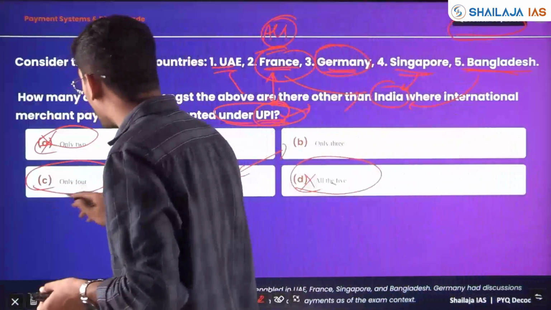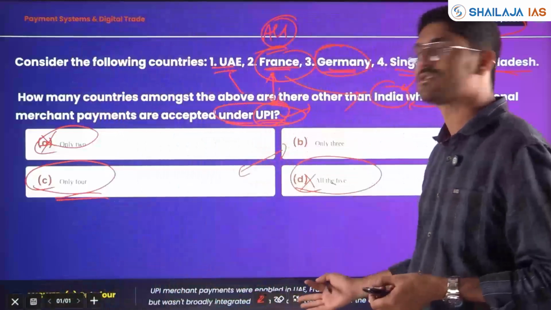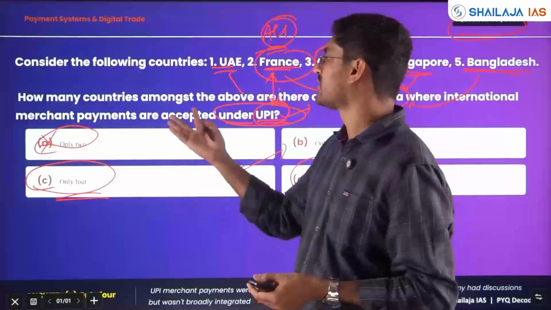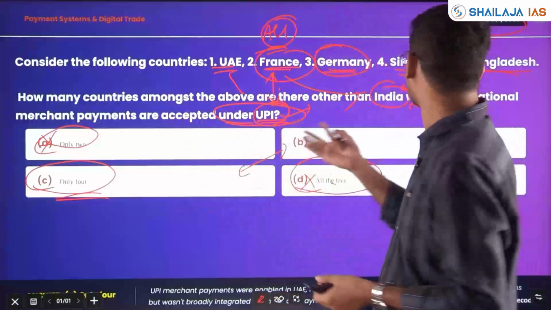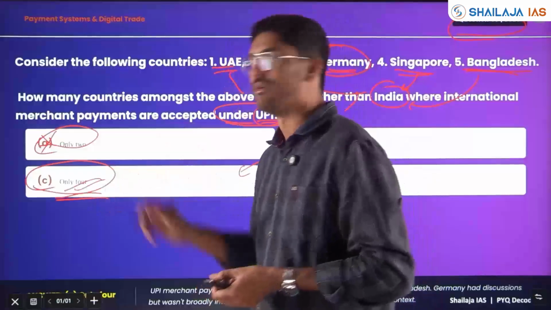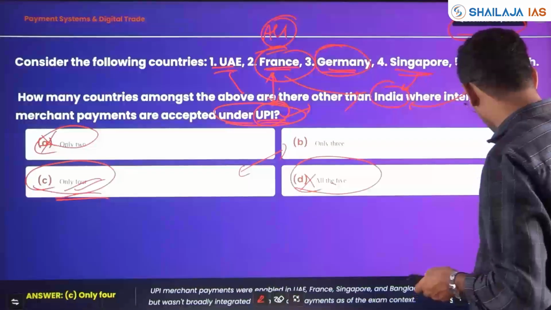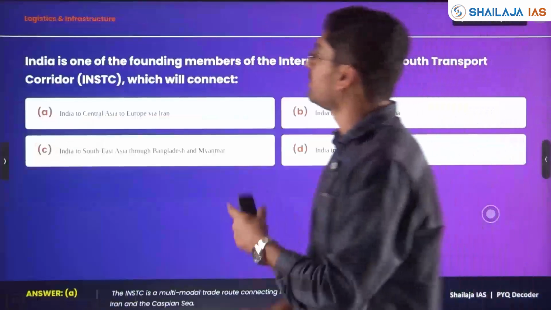However, the answer is option 4. Except Germany, all other countries. Germany was also in the process, but still it has not accepted UPI as an international merchant payment gateway. Only 4 was the answer in the 2025 question. Clear, friends? Now we'll go to the next question.